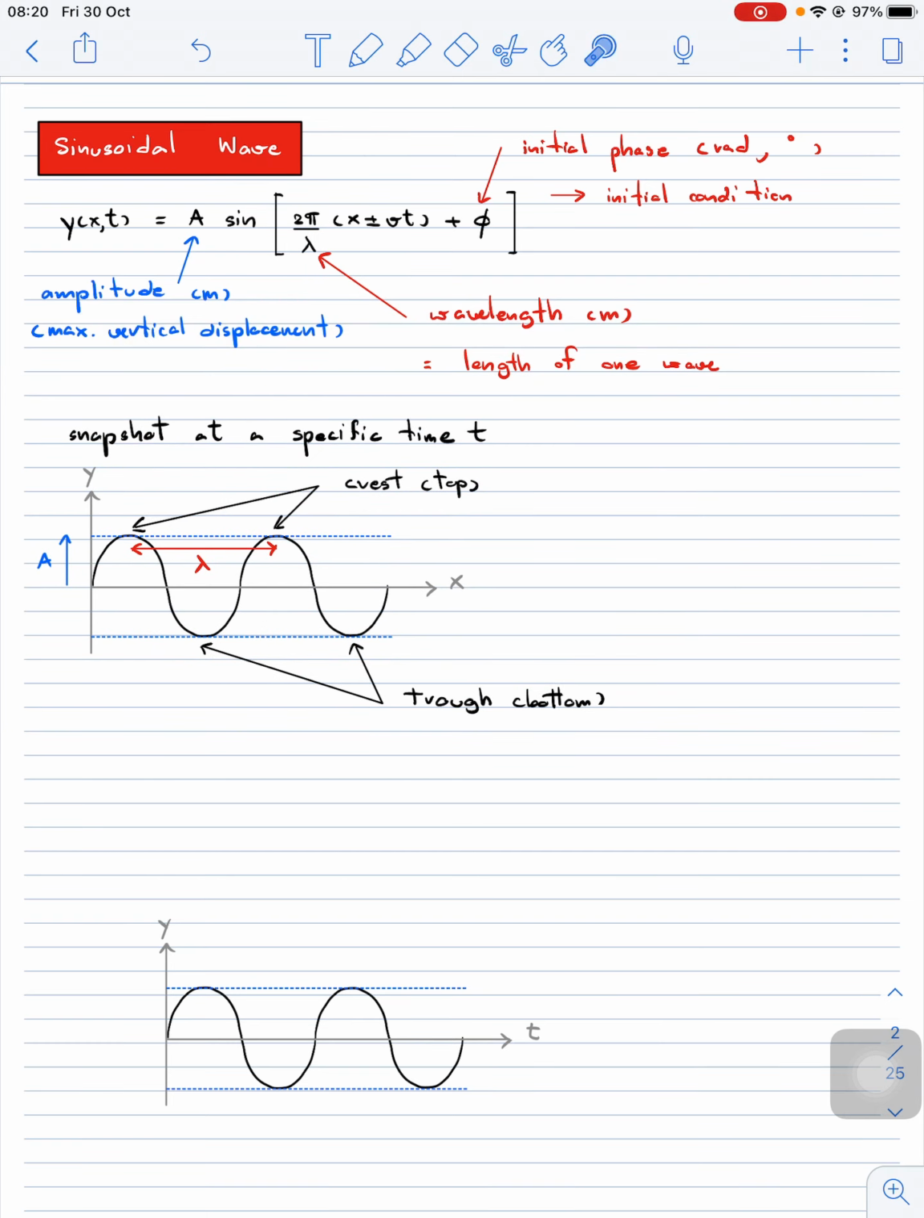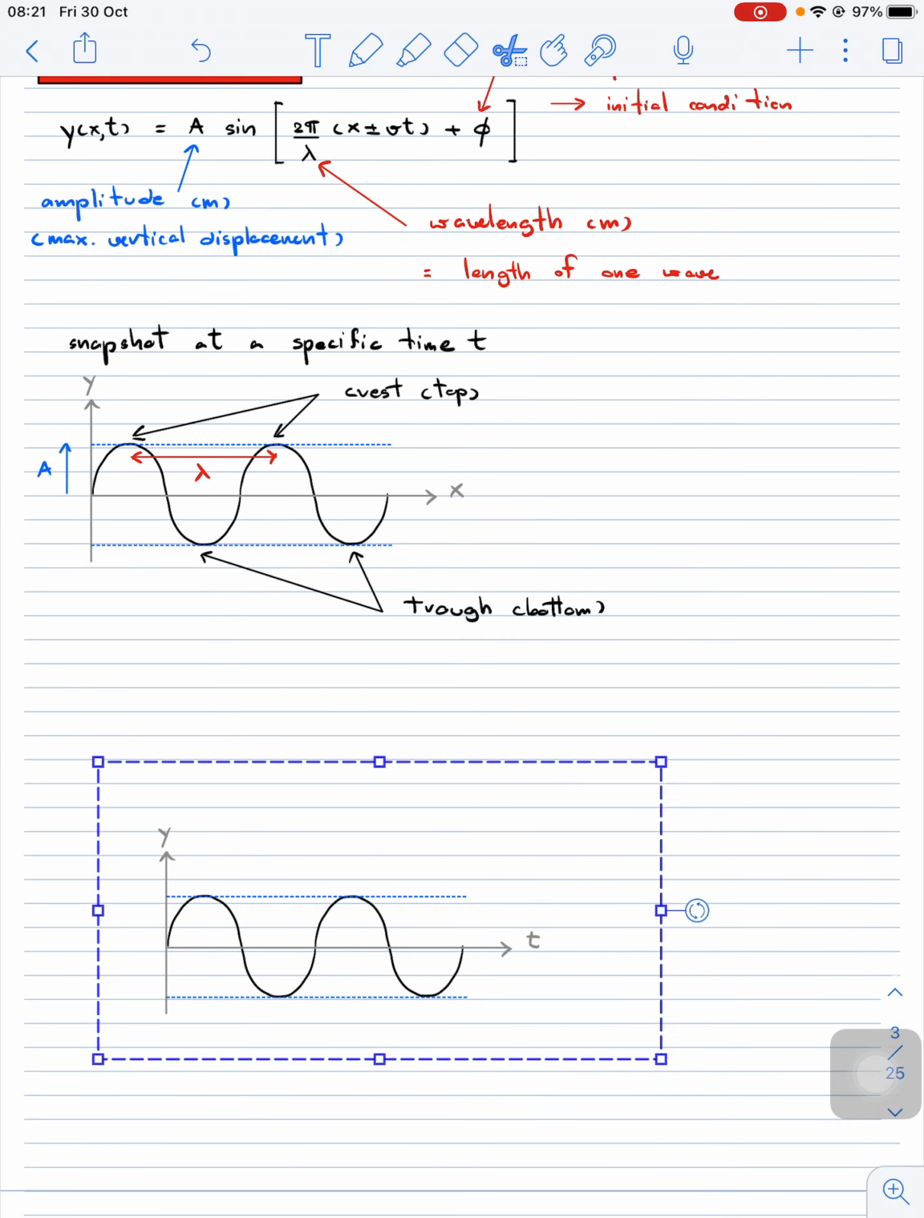So from the picture, we can see that this is the amplitude of the wave, the maximum displacement of the wave, and the distance from the crest to the crest is called the wavelength, the lambda here.